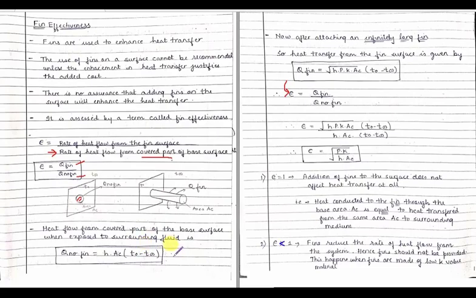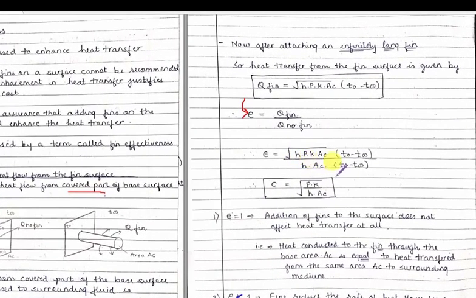Q fin, that is under root hPkAc times (T0 minus T infinity), divided by Q no fin. The no fin formula is this, hAc (T0 minus T infinity). So automatically this and this get cancelled. This h and this under root h get cancelled. This Ac and this Ac get cancelled. So what you are left with? Effectiveness is equal to under root Pk divided by hAc. If you do the arrangement, you will get this formula.